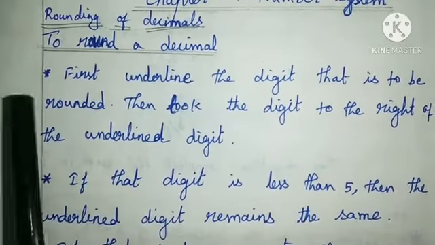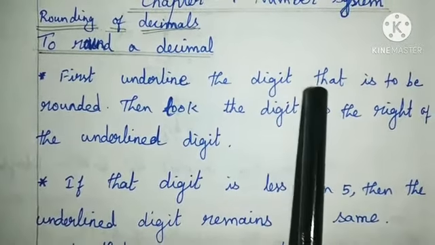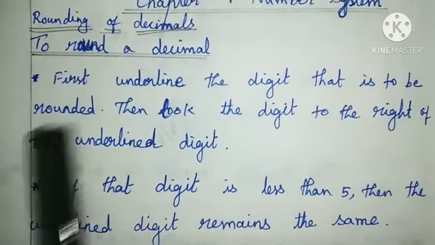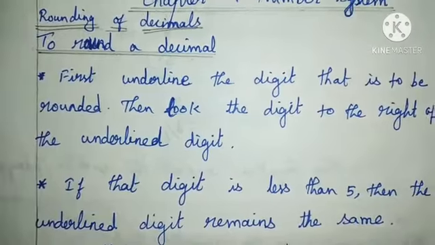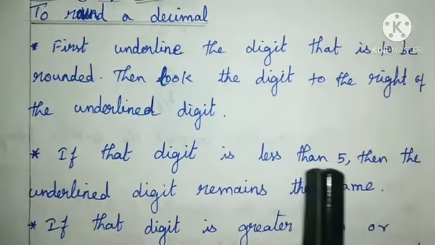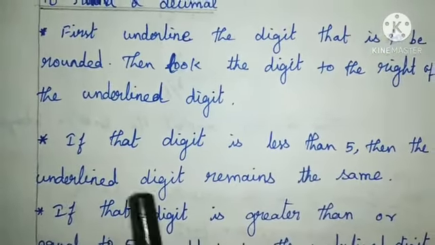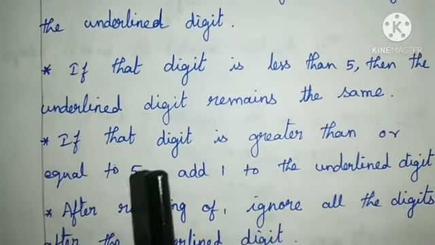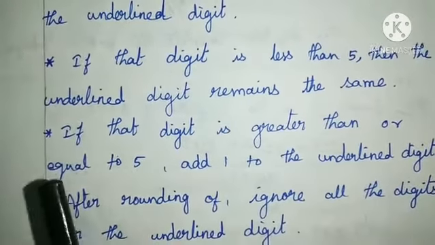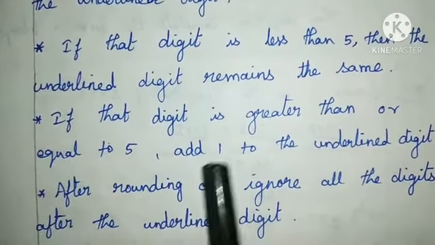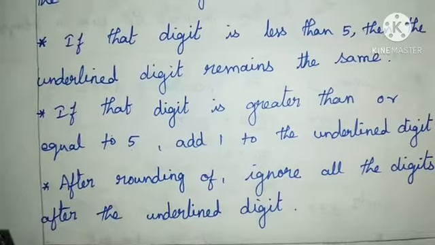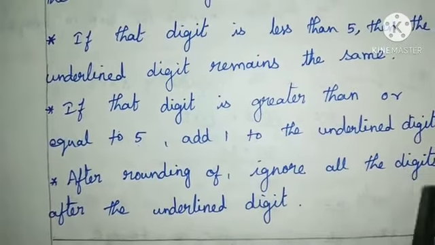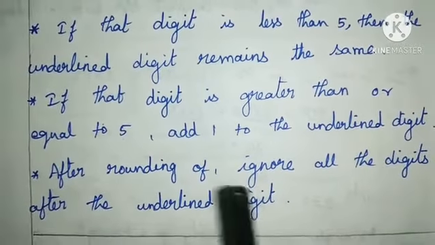The first step is to underline the digit that is to be rounded, then look at the digit to the right of the underlined digit. The second step: if the digit is less than 5, then the underlined digit remains the same. The third: if the digit is greater than or equal to 5, then add 1 to the underlined digit. And the final step: after rounding off, ignore all the digits after the underlined digit.